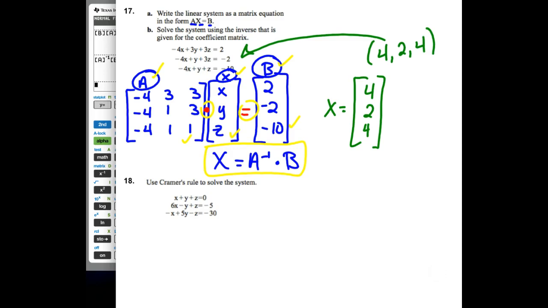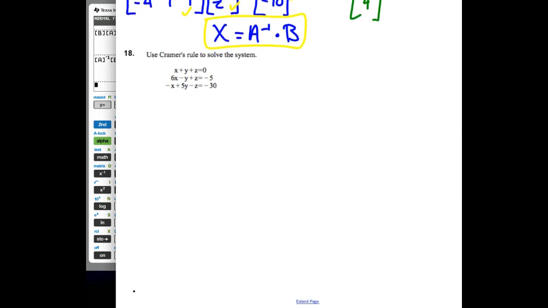All right, and our last question for today's review. It says to use Cramer's rule to solve the system. Cramer's rule is where we use determinants. So we are going to set up our first matrix. We want the determinant of it. So remember, those straight brackets mean determinant. My first matrix is just my coefficients. So 1, 1, 1, 6, -1, 1, -1, 5, -1. Okay? I'm going to calculate the determinant of that.